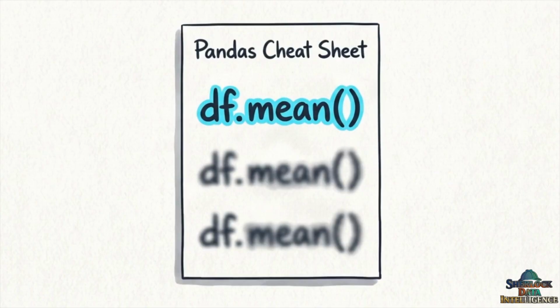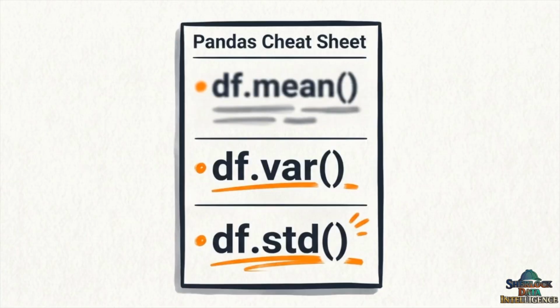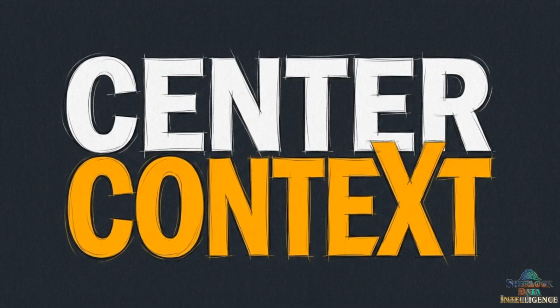This cheat sheet breaks down the 3 commands to memorize. df.mean gives you the center. The command df.var calculates the spread mathematically, in units squared, and df.std translates that spread back into your original units. Remember, in any analysis you perform, an average without a spread is an incomplete sentence. You must always run both.